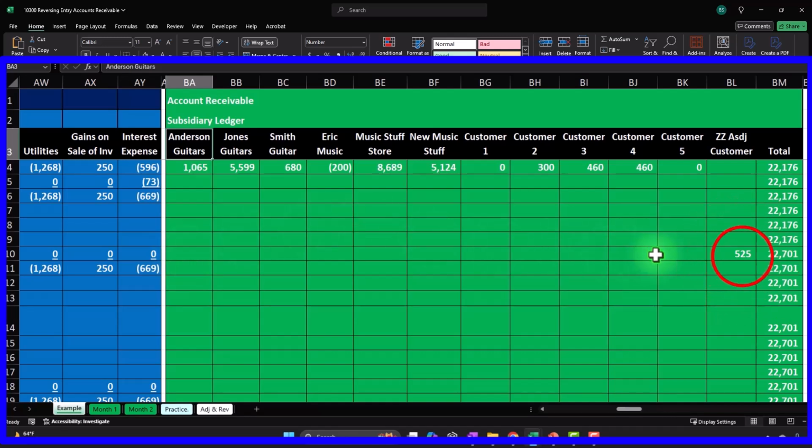So we could make another account. This is what we opted for, making another customer. I'm just going to call it ZZ customer to put it at the bottom of the customer list if the customer list is in alphabetical order.